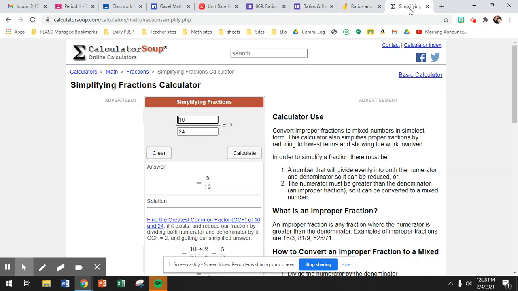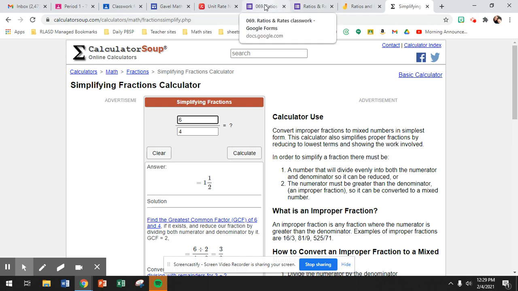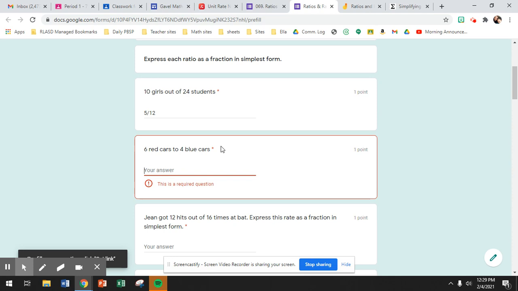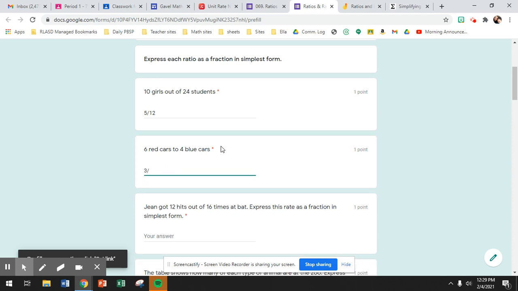6 ABC 4. So if I go over here, 6 fourths. Oh, 1 1/2. If you hit second, 6 fourths. This is going to be the same as 3 halves, because 1 times 2 is 2, plus 1 is 3. So your answer is going to be 3 halves.